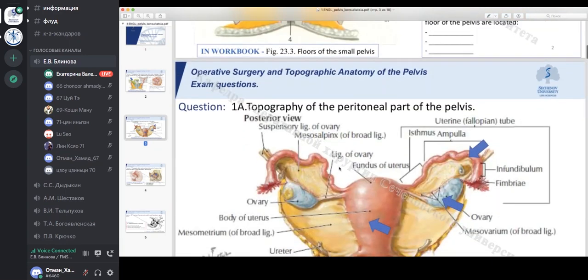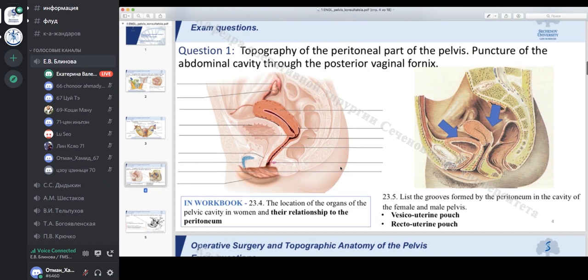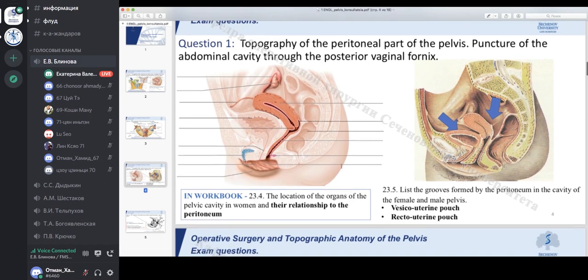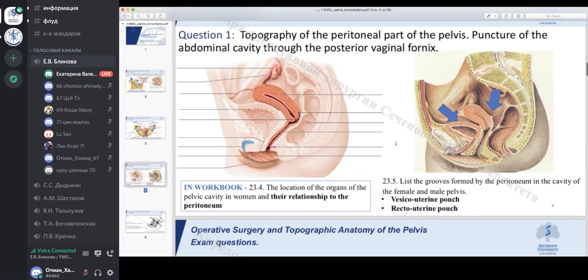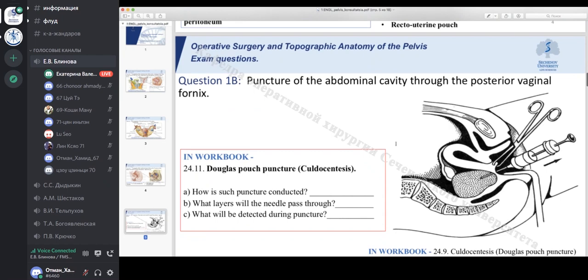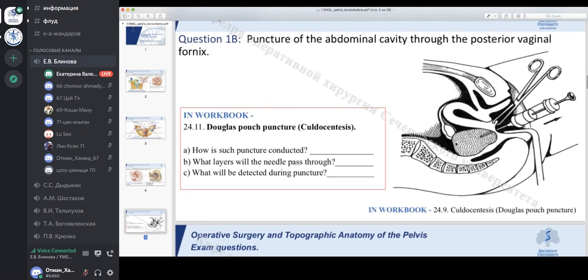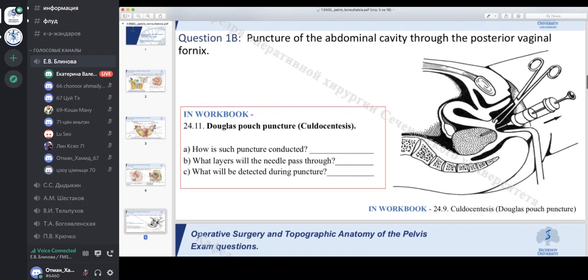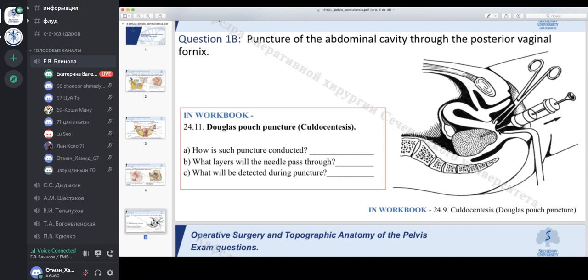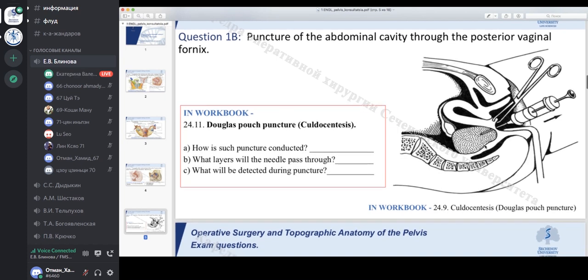The next is a puncture of the abdominal cavity through the posterior vaginal fornix or vagina wall. The indication to the puncture of a Douglas pouch or a Douglas space may be ectopic pregnancy or a tubal pregnancy or an ovarian pregnancy or an abdominal pregnancy. The tube is damaged and the blood goes to this pouch. And you should puncture the abdominal cavity through the posterior wall of the vagina and evacuate, as usual, blood.